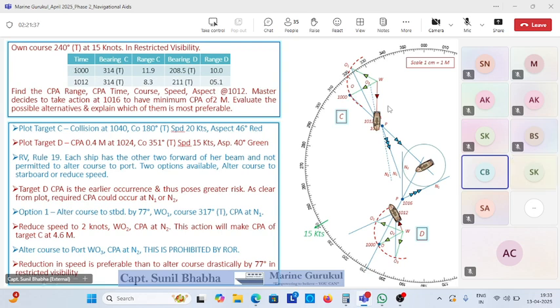If you see, beta, target Delta is steering 351. And if we alter by 77 degrees, just add 240 to 77, that comes to 317. Yes. So target Delta going on 351, you are going on 317, both moving at 15 knots. The TCPA will be very, very long.